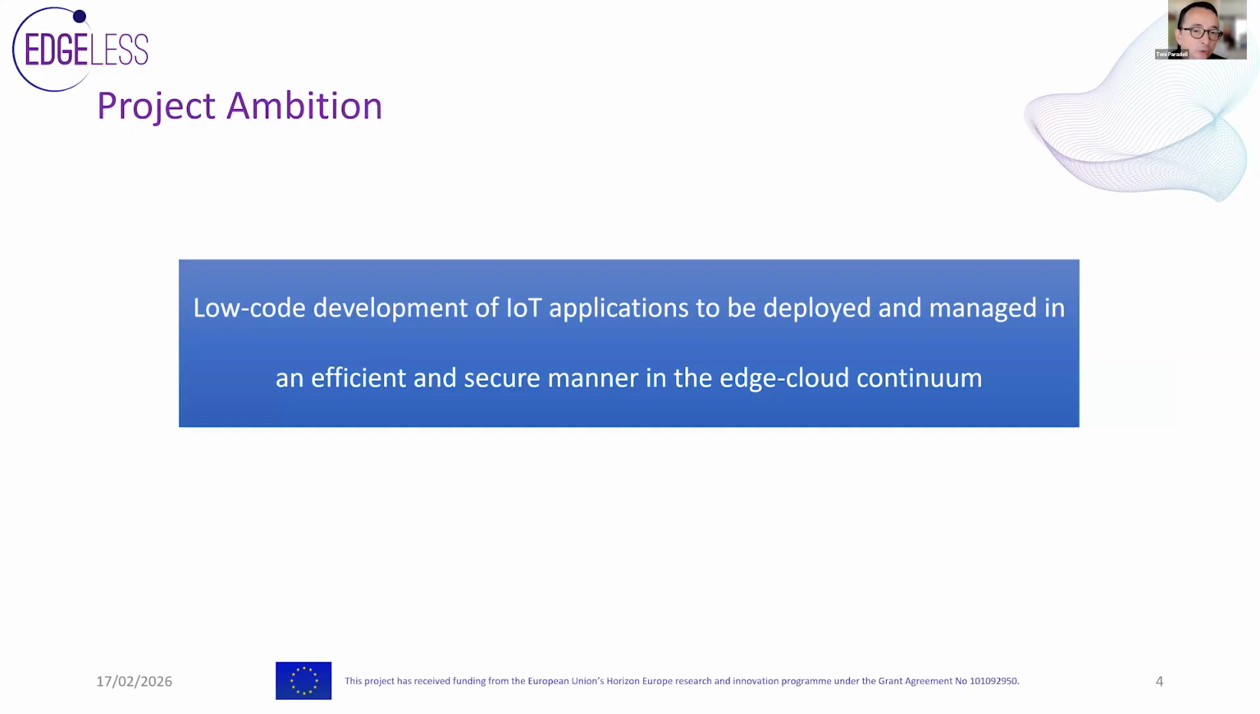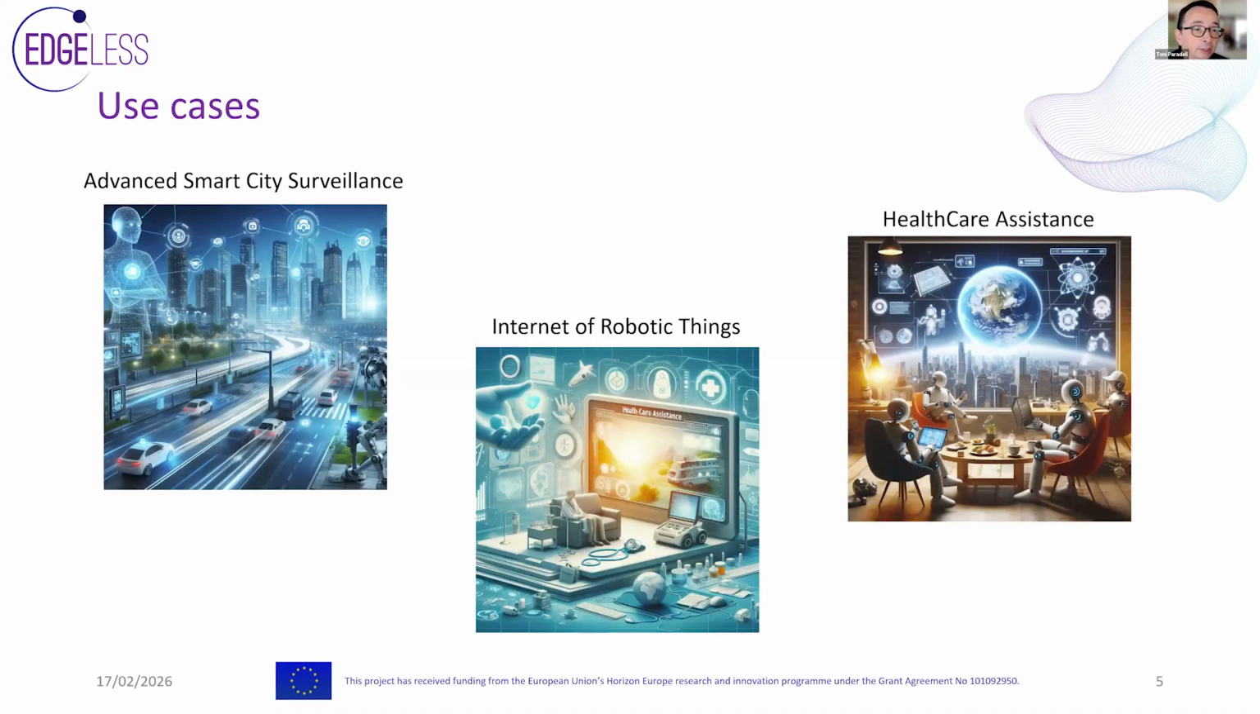Now, I only want to mention that when we are talking about applications, of course, Edgeless is applicable to many different kinds of applications, but inside the project, we have developed 3 specific use cases. These use cases are the advanced smart city surveillance, the Internet of Robotic Things, and the healthcare assistance. In the next presentations, we will provide you with a lot of details on these use cases. We will even show you several demonstrations on these use cases.